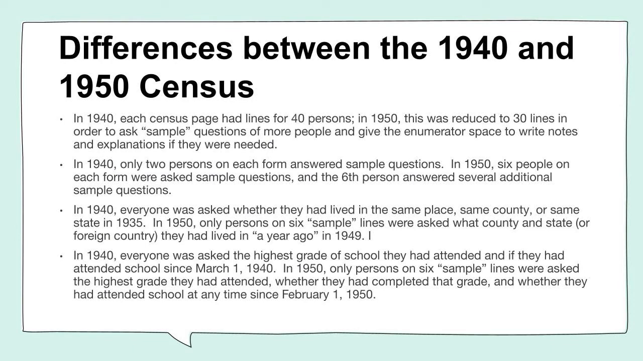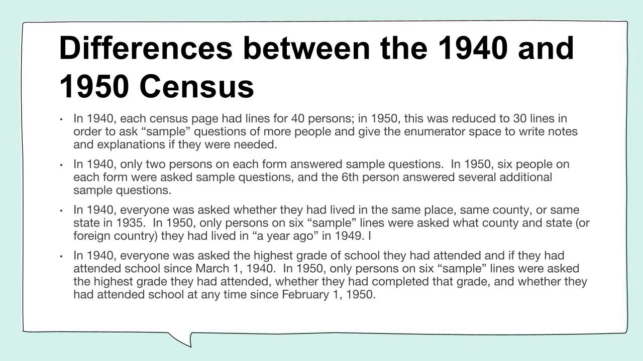Now, as you start looking at the differences between the 1940 and the 1950 census, the key thing here was in the 1940 census, each page had lines of 40 people. In the 1950 census, this was reduced to 30 lines in order to ask sample questions and also provide a space for the enumerator to add additional information. In 1940, only 2 people on each form answered sample questions. In 1950, 6 people on each form were asked to answer the sample questions, and the 6th person answered several additional questions.